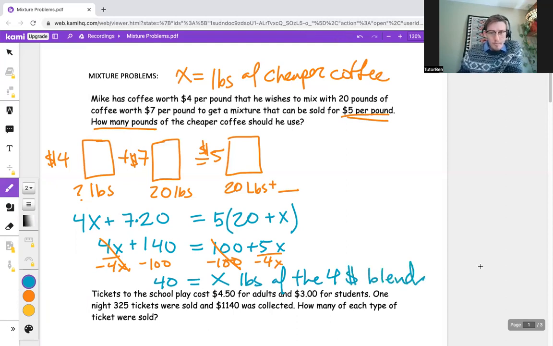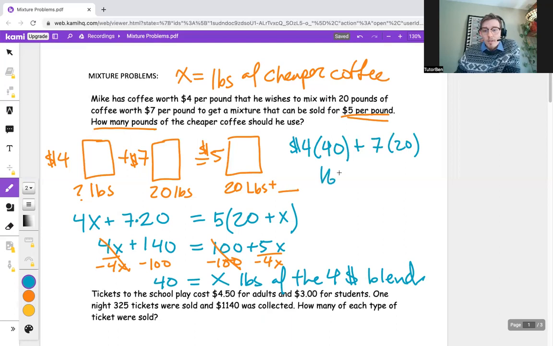Okay. So we can always double check. For some reason, my intuition is feeling like that's a little off. But $5 is less than 7 by $2, and 5 is up by 1, so maybe this is reasonable. We can always double check by saying $4 times 40 plus $7 times 20. This comes out to 160 plus 140, which is 300.